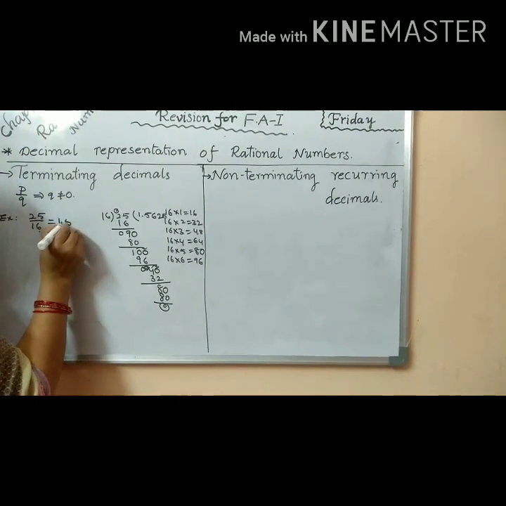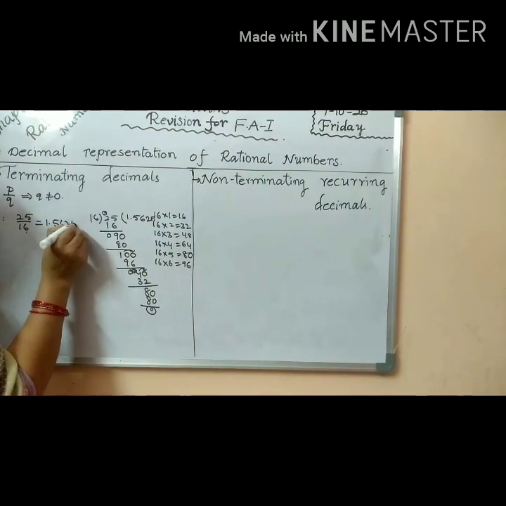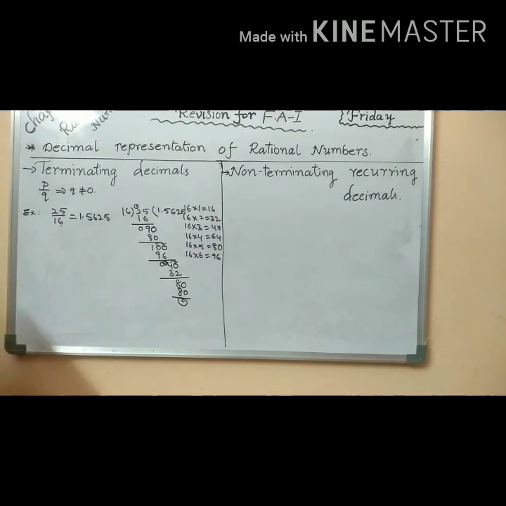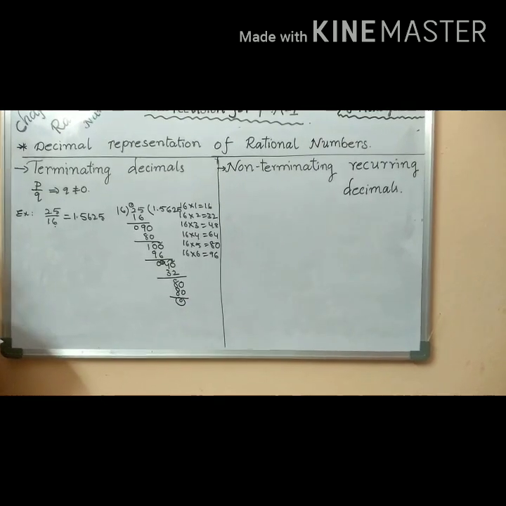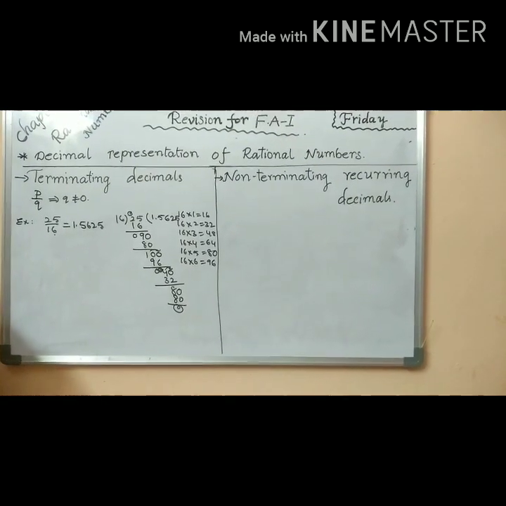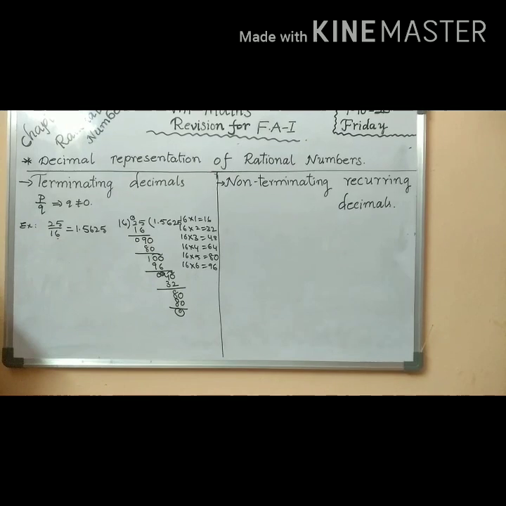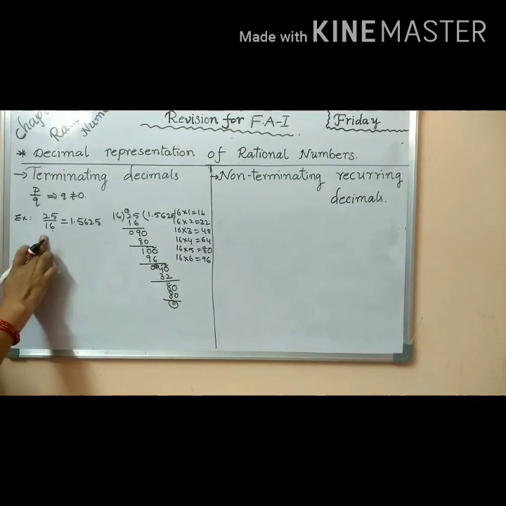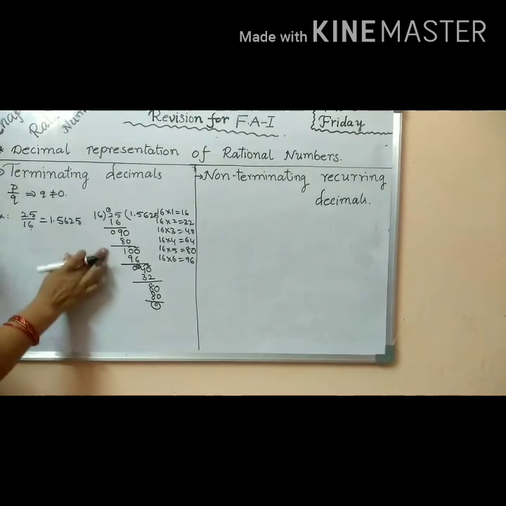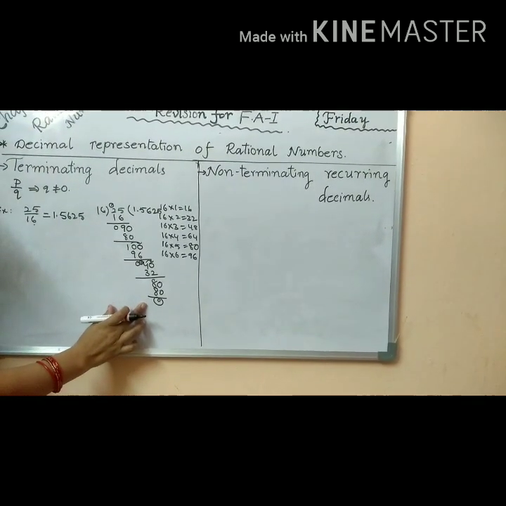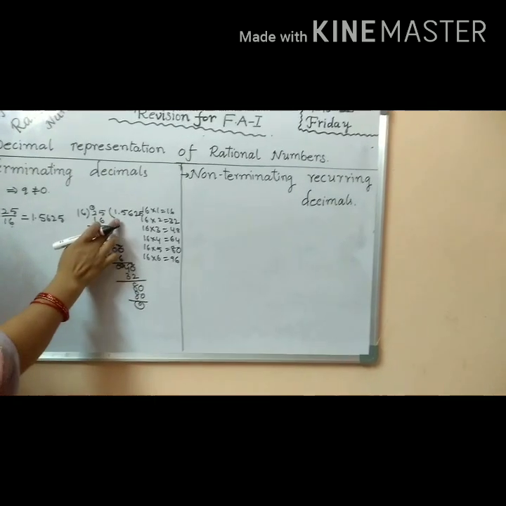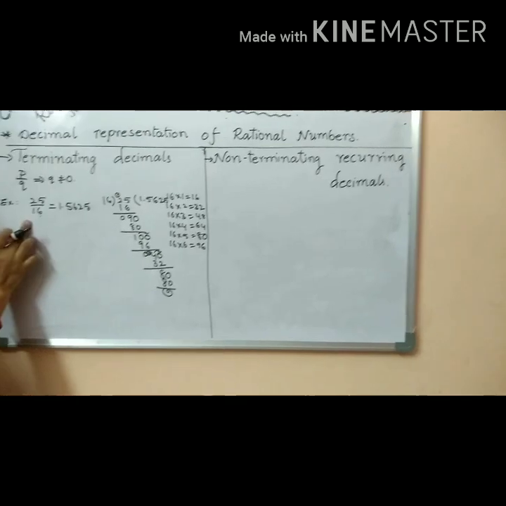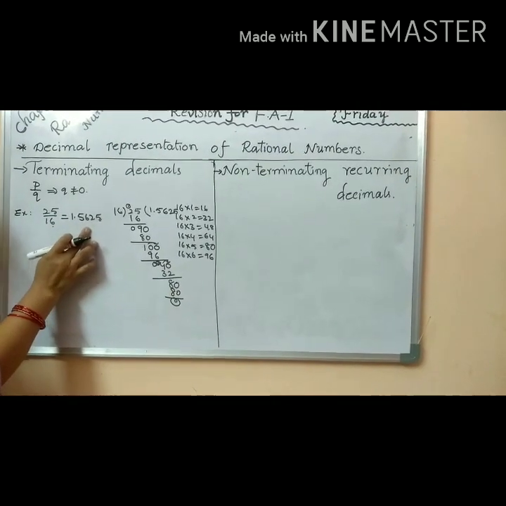So 1.5625. Observe that once I explained the terminating decimals. We know a rational number is in the p by q form, where q is not equal to 0. For example, you take 25 by 16. It is a rational number. They will do the division here. Okay children, so 1.5625 is the decimal form. It is a rational number converted to the decimal form.